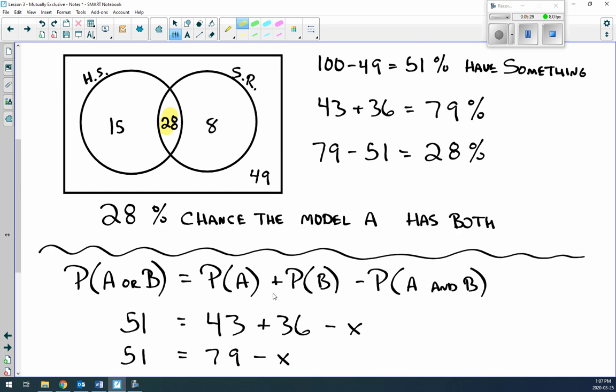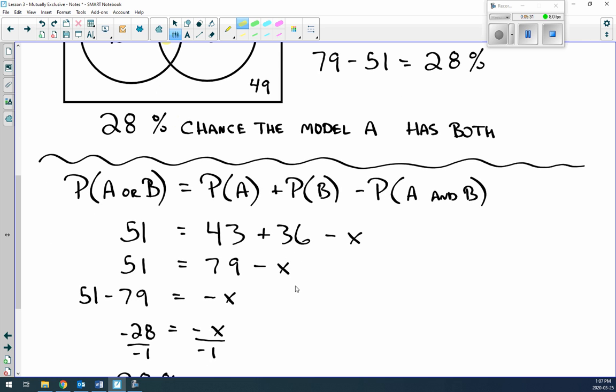Now, to do that with a formula, you can do it as follows. Probability of A or B equals the probability of A plus the probability of B minus the overlap. Now, here's the interesting thing. We don't know what the overlap is. That's what we looked for on the last question. So the probability of A or B is 51. Probability of A is 43. Probability of B is 36. Well, there's our unknown, the X here.